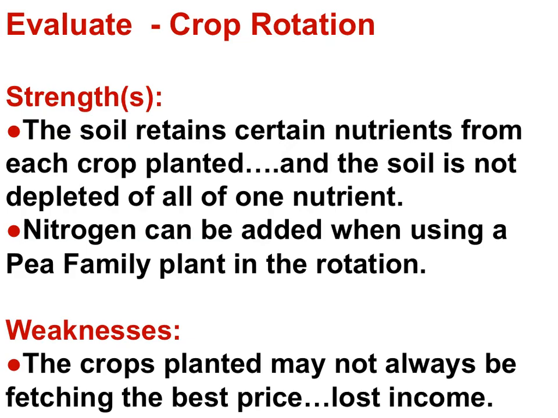Here are the strengths and weaknesses of crop rotation. The strengths are that the soil retains certain nutrients from each crop planted, and the soil is not depleted of all of one nutrient. A second advantage is that nitrogen can be added when using a pea family plant in the rotation. Weakness? Well, the crops planted might not always be fetching the best price, so there's lost income.